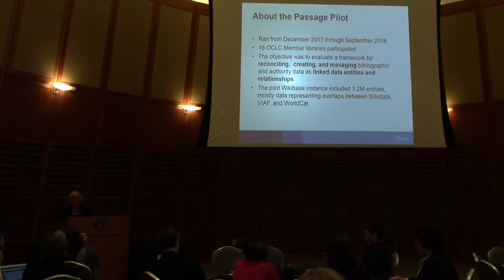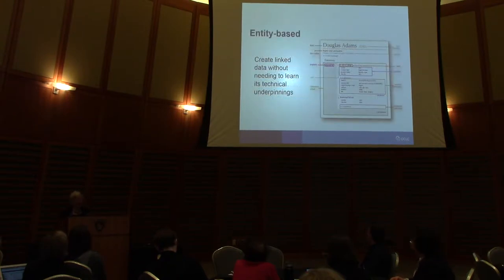But we did first feed our Wikibase instance with 1.2 million entities, mostly data representing the overlaps between Wikidata, the VIAF and WorldCat. So everything in Wikidata is entity-based, which allowed us to create linked data without needing to learn its technical underpinnings. And that was really crucial for all of us. So we could focus on making statements and claims without needing to understand or know the technical underpinnings of linked data like triple stores, RDF, and the like. For Xiaoli and me, we could also just focus on exploring the multilingual support.